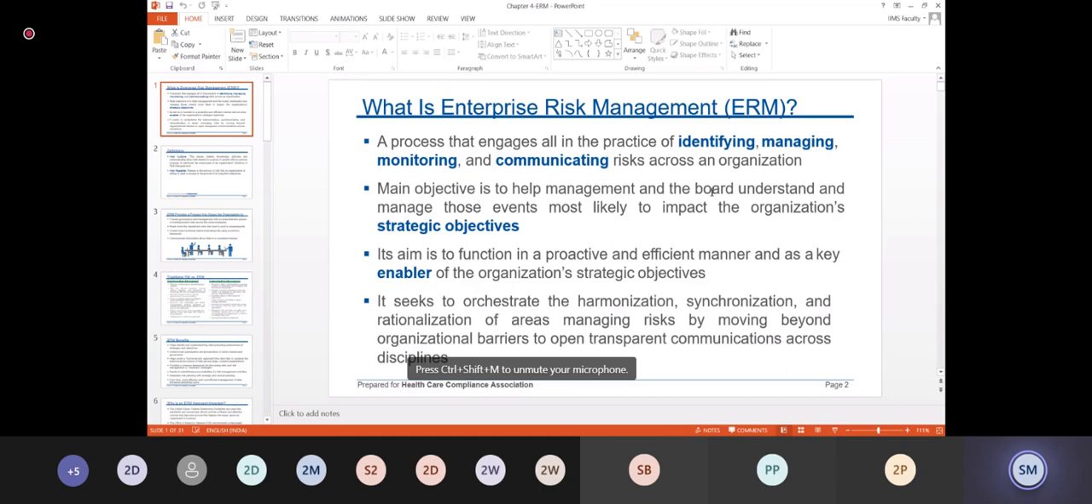Traditional risk focuses on adverse events most likely to impact operations and finances. Here in ERM, the focus is on events most likely to impact strategic objectives. So traditional looks at financial matters, but in ERM we look at the organization as a whole, not only a particular department or function. We are not looking at enterprise resource planning or enterprise resource management. We look at the organization as a whole, not just the department we are working in. So this is one difference.